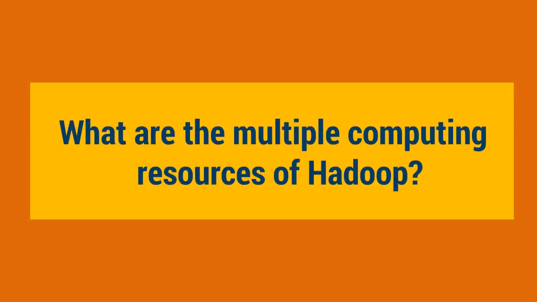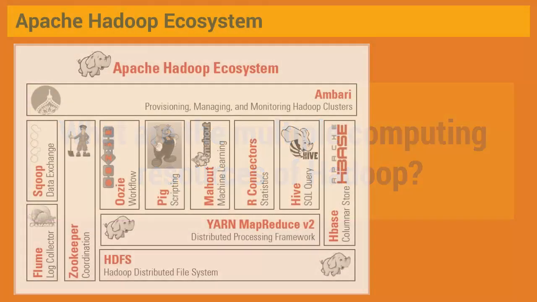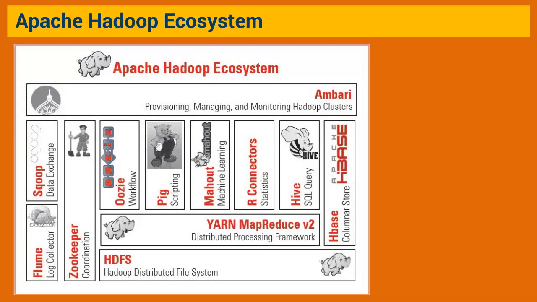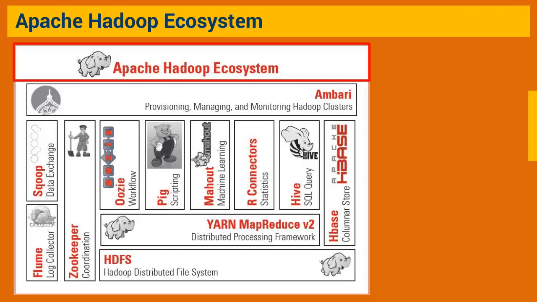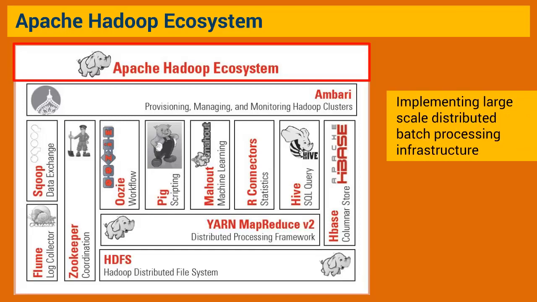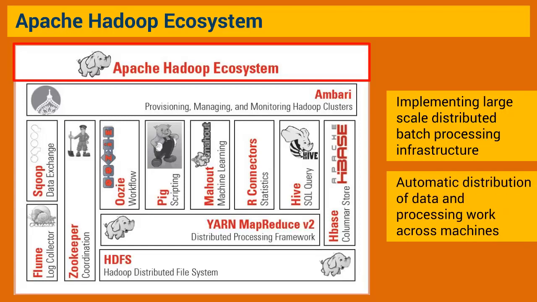But what are the multiple computing resources that Hadoop uses to execute a task? Hadoop is an open-source, Java-based programming framework. It is part of the Apache project sponsored by the Apache Software Foundation. It is used for implementing large-scale distributed batch processing infrastructure. It allows the developer to write and test distributed systems and also automatically distributes data and processing work across machines.